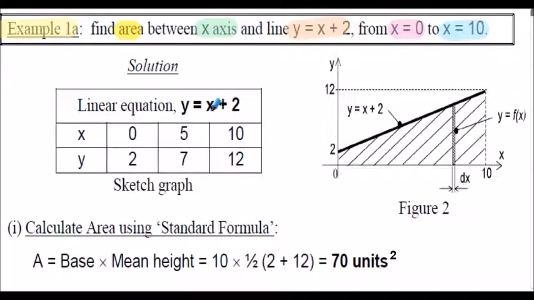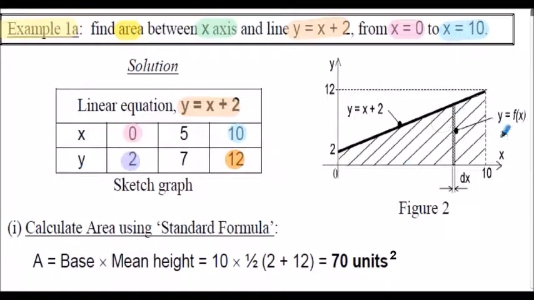So to plot the line y is equal to x plus 2, we've considered 3 coordinates, x equal to 0, x equal to 5 and x equal to 10. And for the given x value, we've calculated the associated y value. When x is 0, y is 2. When x is 10, y is equal to 12. The intermediate point at x equal to 5 is just a check that we have a linear line.